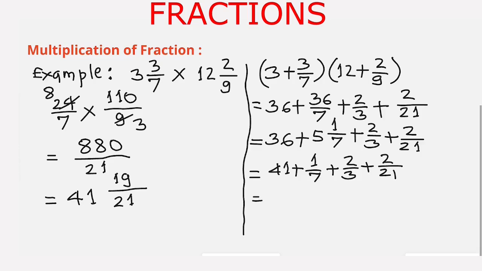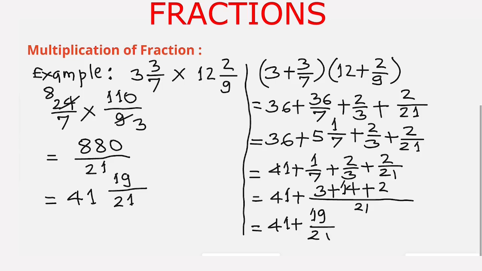This is equal to 41 plus, we take the LCM of 7, 3 and 21, which is 21. 7 divides 21 for 3 times, so it is 3. 3 divides 21 for 7 times, and 7 times 2 is 14, plus 21 divides 21 for 1 time, and 1 time 2 is 2. This is equal to 41 plus 3 plus 14 is 17 plus 2 is 19 upon 21, equal to 41 whole and 19 upon 21.